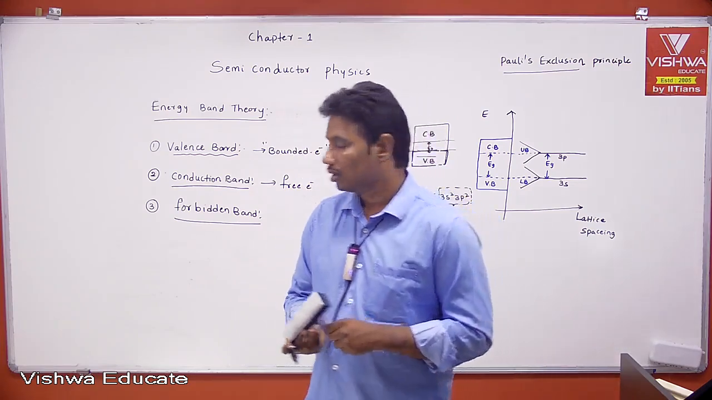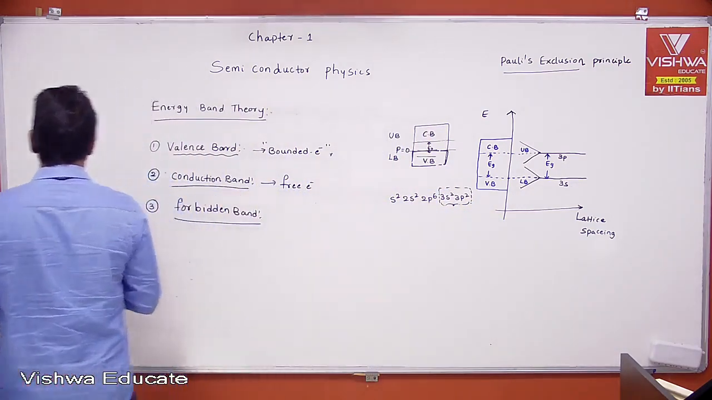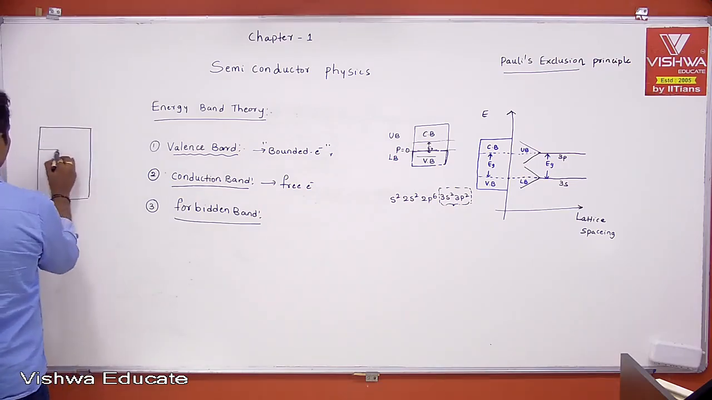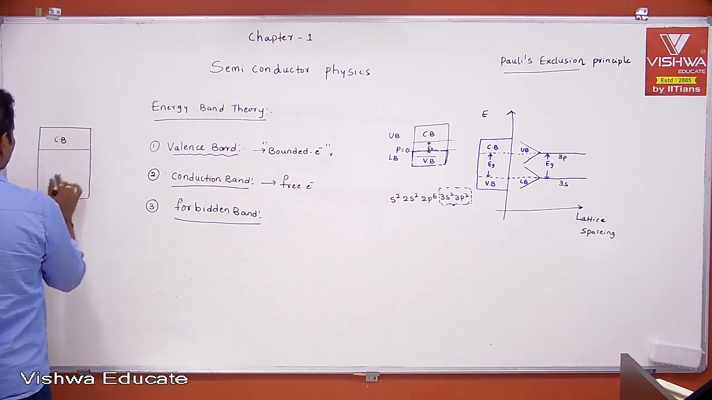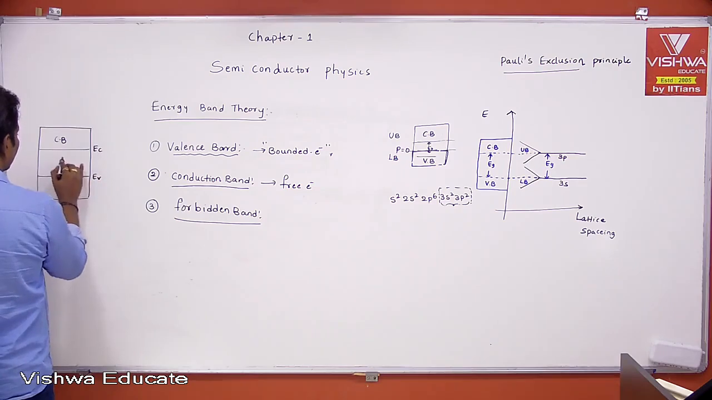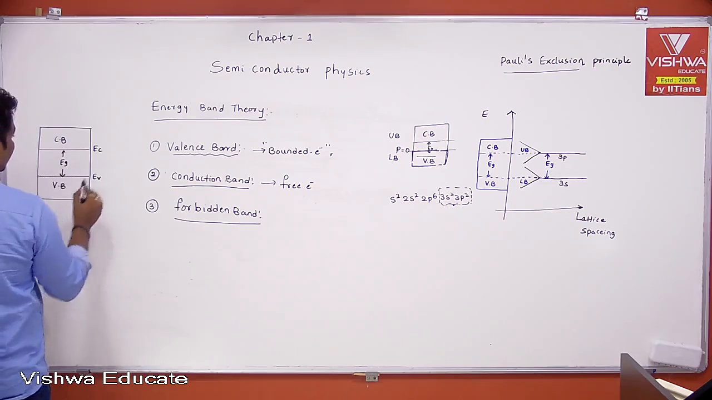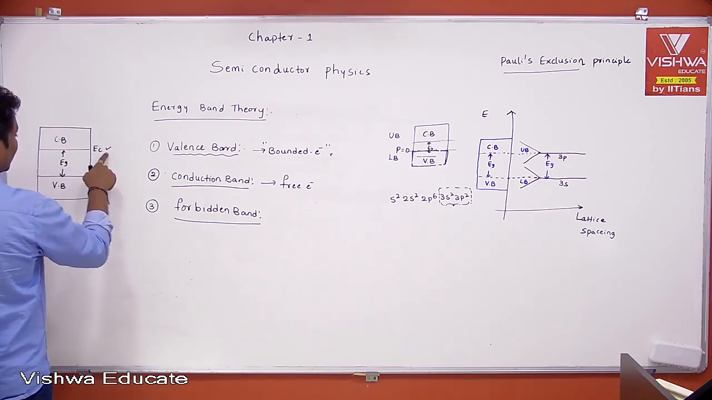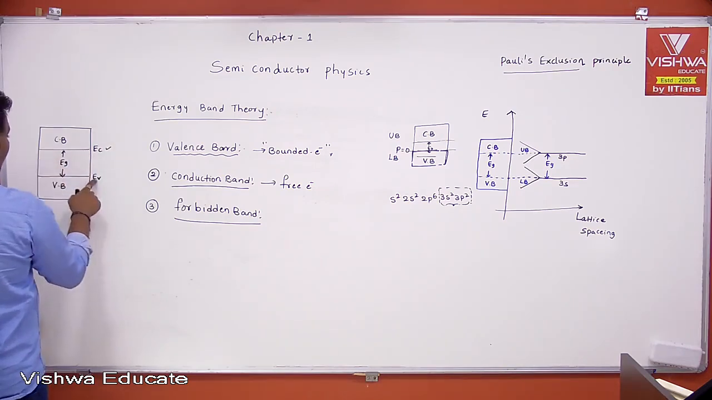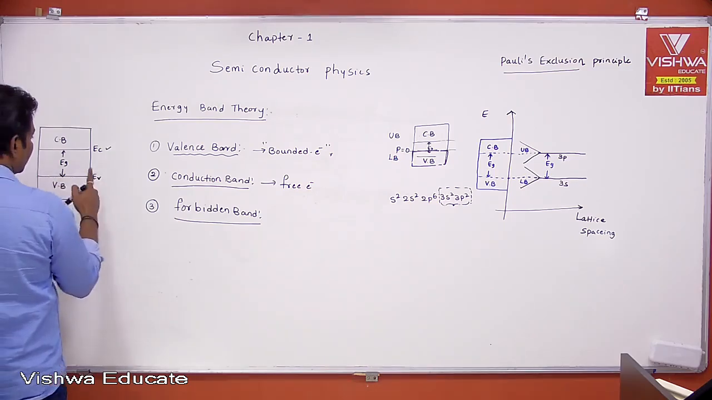Right. Now here I am going to draw the energy band diagram for any material. This one is the conduction band and the lower one is the valence band, and we have two boundaries here. This is EC and EV. EC minus EV is nothing but EG, the energy gap. EC is the bottom energy level of the conduction band. EV is the top energy level of the valence band.